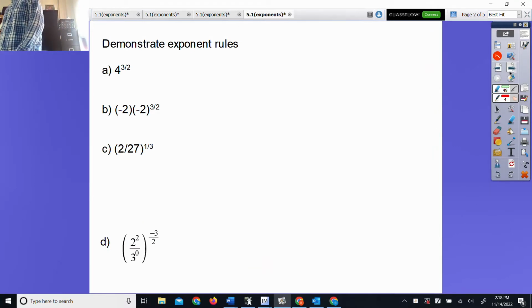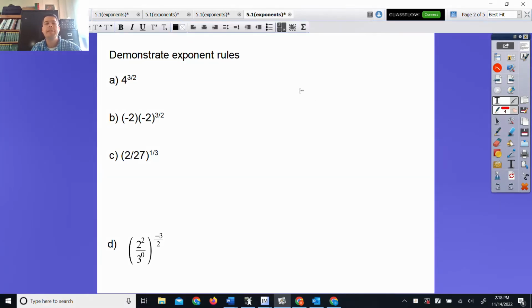And now we get to demonstrate our knowledge of these exponential rules. 4 to the 3/2. That's the power of a quotient rule. We're thinking about that x to the p over r rule. All right, so you can glance at your notes and think about that x to the p over r. What root am I going to take of 4? I can't type this out. I don't have that function on this software. What root are you going to take of 4? Square root, thank you.